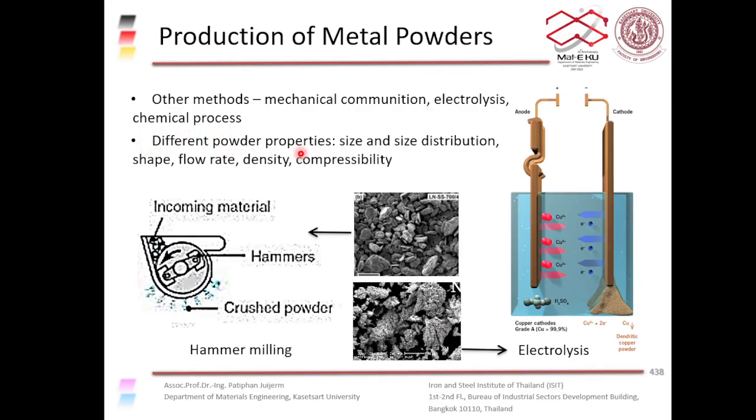Because of the different techniques in producing powder, you have different powder properties from different techniques. You have different sizes, different size distribution, different shape, right? And because of this, the powder will have different flow rate, different density, and different compressibility.